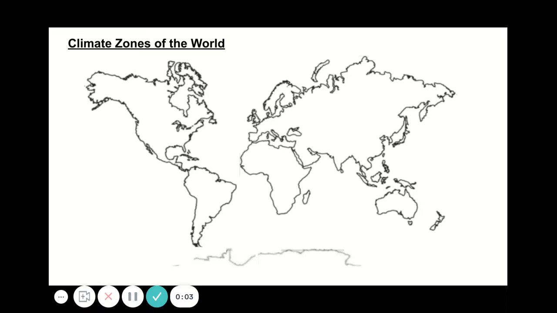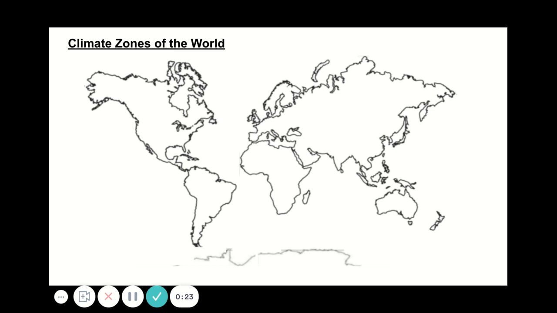Hello, and welcome to the climate zones of the world. Today, we are going to learn how the Earth is divided into 5 main climate zones. But first, we're going to learn how scientists and cartographers label the map of our Earth.